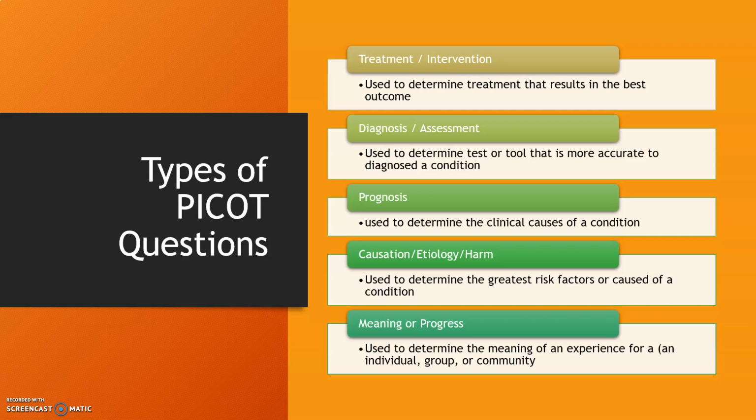So the two top ones, the treatment intervention and the diagnosis assessment, you mostly see those used in a DNP program. Causation, etiology, and harm. This is used to determine the greatest risk factor or cause of a condition. And meaning or progress. This is used to determine the meaning of an experience for an individual, group, or community. So the two examples that we're going to look at today for this video are treatment/intervention and diagnosis/assessment.